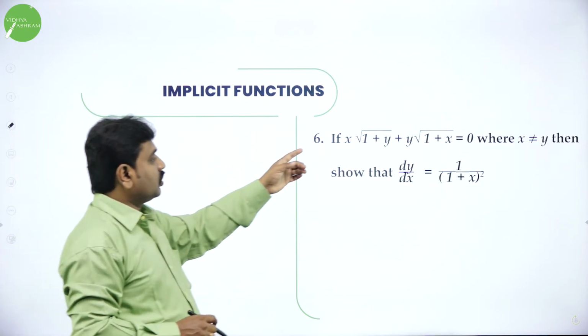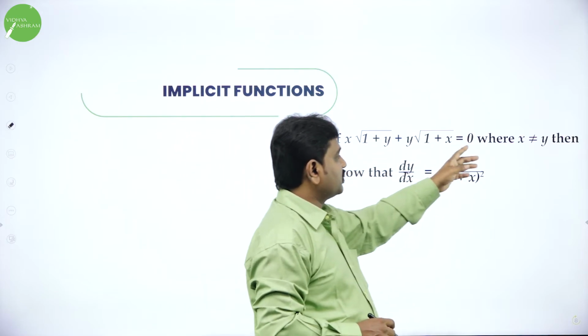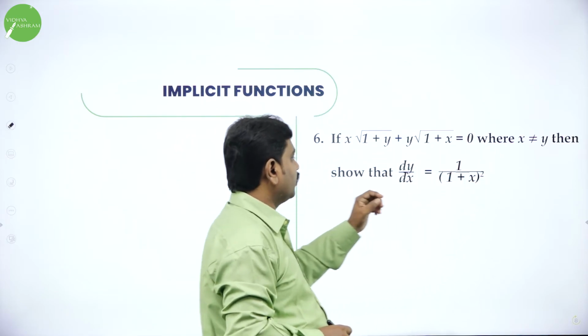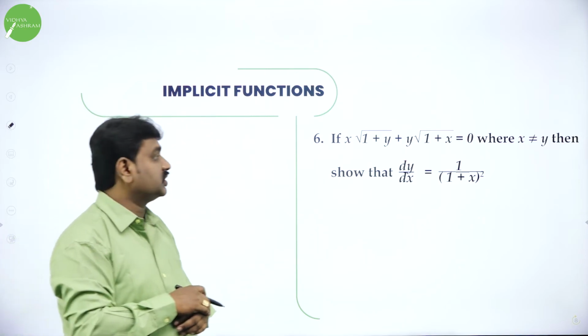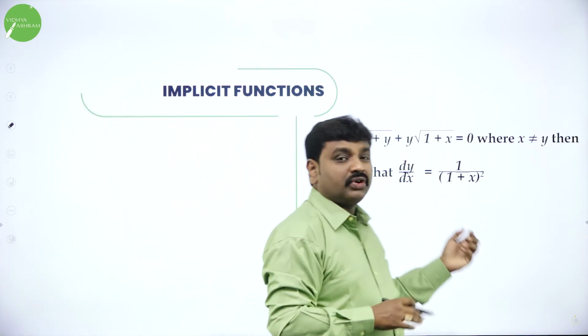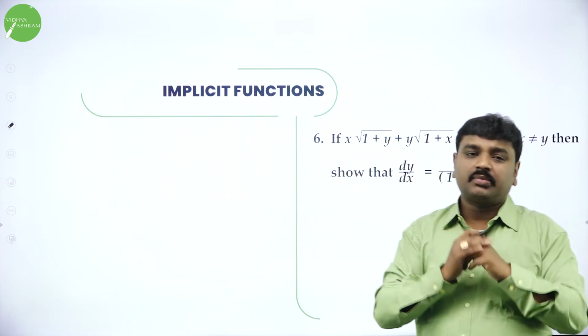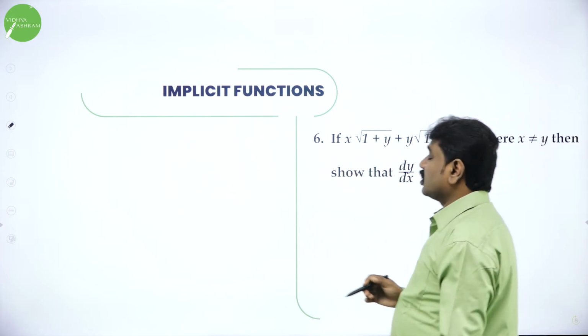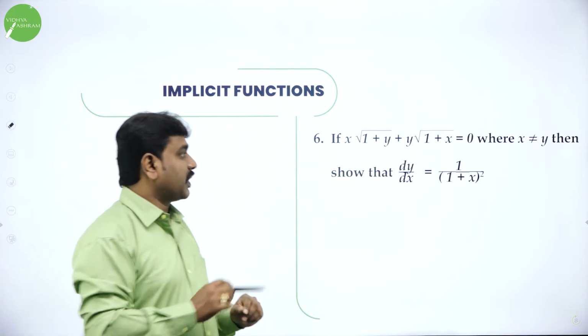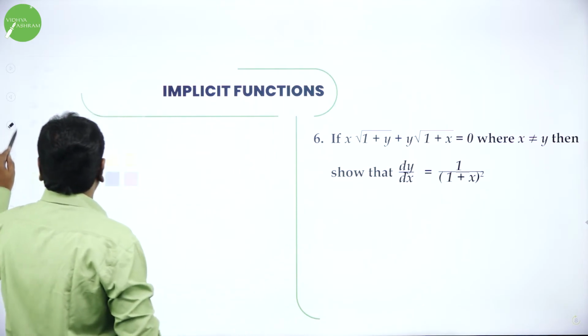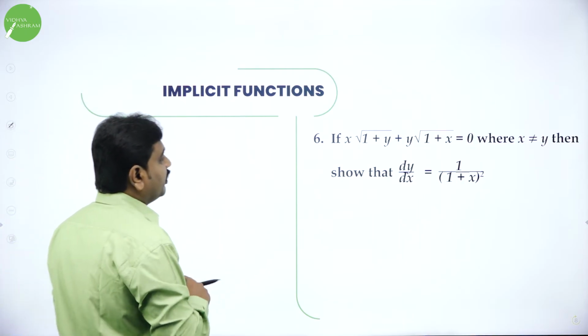Then x root of 1 plus y plus y root of 1 plus x is 0 and x and y are not equal, then show that dy by dx is this. This is also one of the standard questions, and here directly if you differentiate both sides it will become a hectic process and we cannot arrive at the result. So last problem on this. We call them POPs, practice oriented problems. Practice them, then only you can solve. Otherwise getting the hint then and there will become difficult.